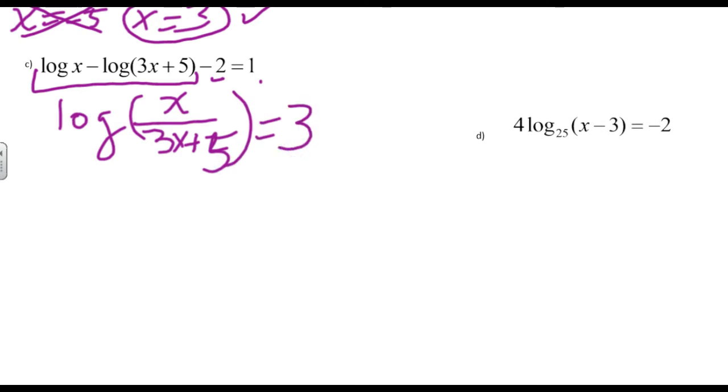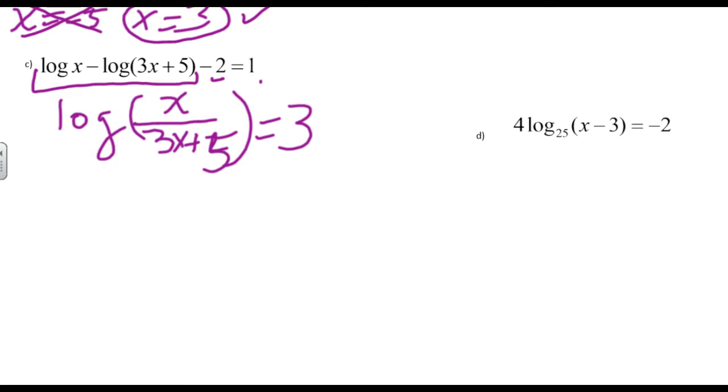All right. Now, again, another reminder is that when you don't see a little base number down here, we know that that base is a 10. So that's actually the common log. Now, moving forward, the next issue in this problem is I only have a log on the left, but I don't have a log on the right. So I can't use that little nifty trick of just ignoring the logs and solving the arguments. So what do we do?